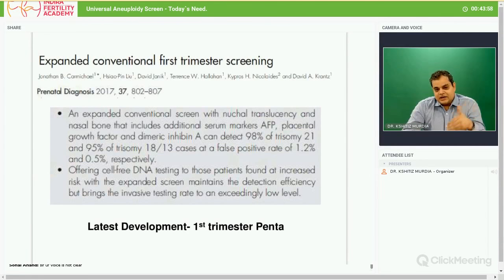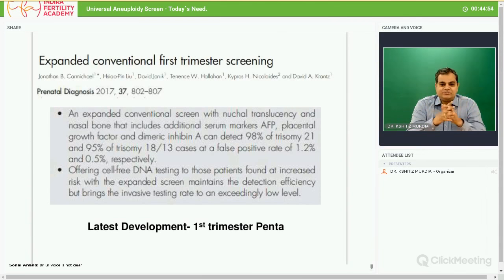The next test which has come up and is about to come in the world is the first trimester pentalogy test. It's an expanded conventional first trimester testing, and recently in 2017 this article has been published by Nicolaides' group in the Prenatal Diagnosis journal. Here what they have done is a combination of a few USG markers and a few biochemical markers. They have included NT with the nasal bone. Additionally, they have taken serum alpha fetoprotein, placental growth factor, and inhibin A.